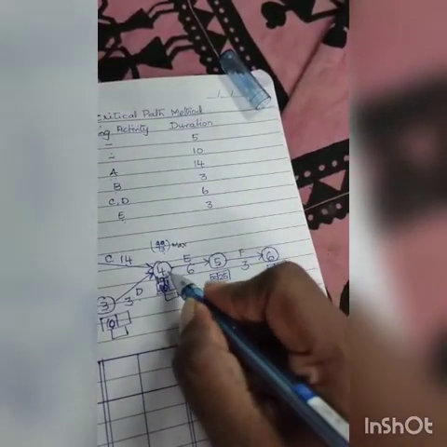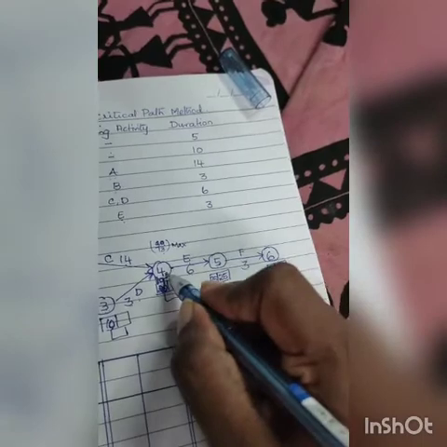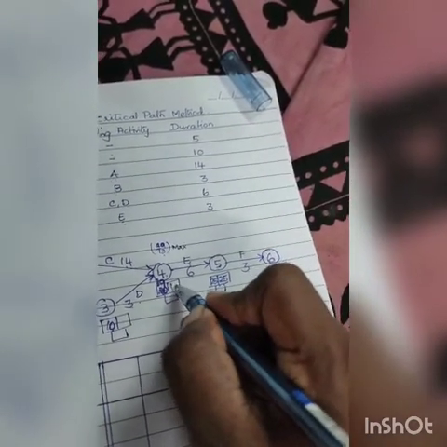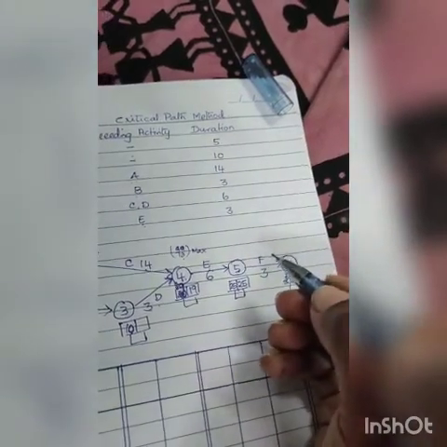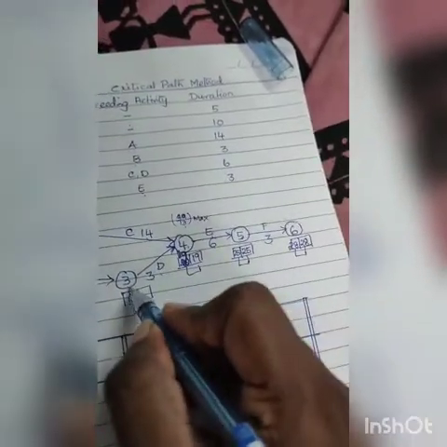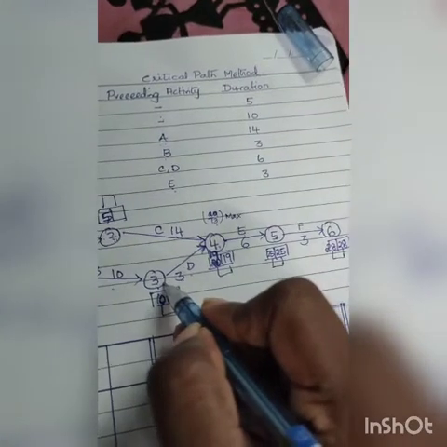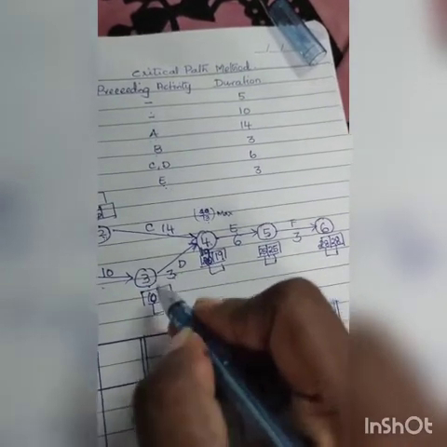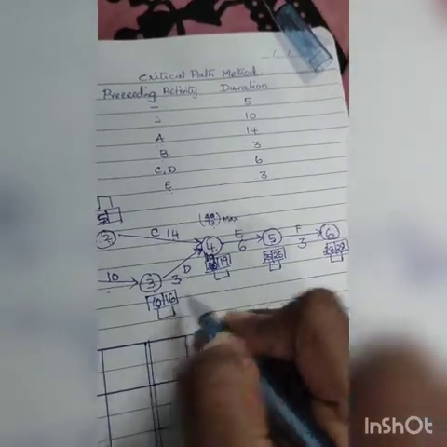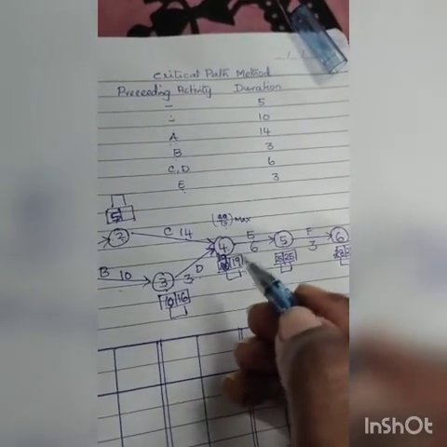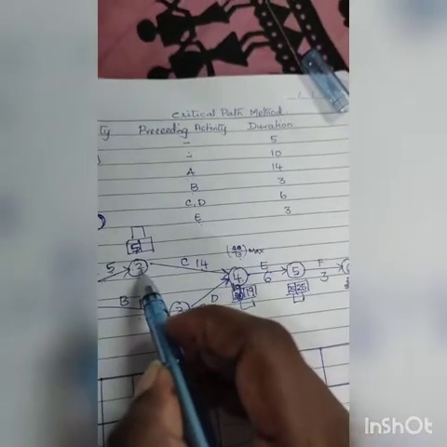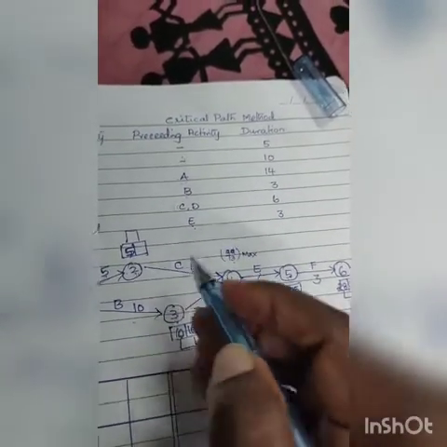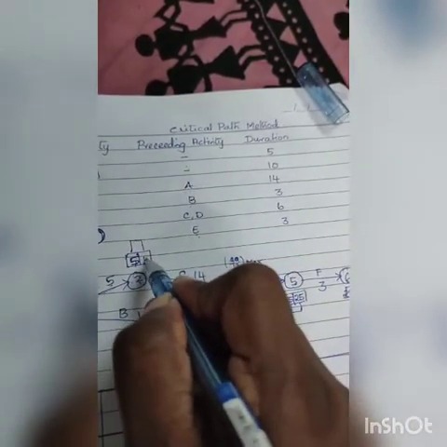From 5 I'm coming back to 4. The arrow comes back. So 25 minus 6 is 19. Now I come to 3. From 4 I'm coming to 3. Very simple. So 19 minus 3 is 16. From 4 I'm coming to 2. Here 19 minus 14 is 5.